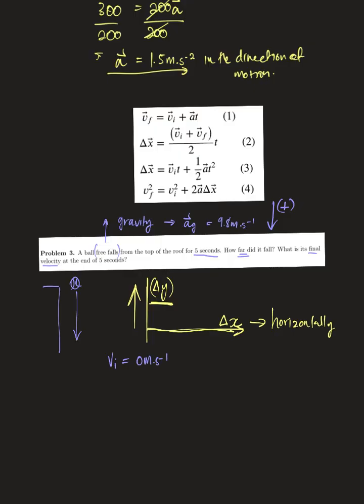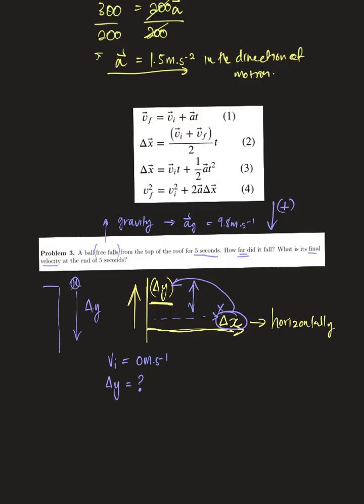The ball is not traveling this way, the ball is traveling this way. So we're looking at delta Y. Wherever I see delta X in the formulas, I can now convert it to delta Y, because it's going up and down. The delta Y value, the distance, the displacement in the Y direction, that's up or down.